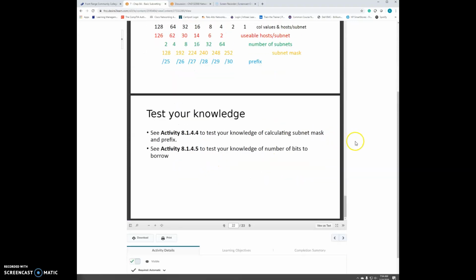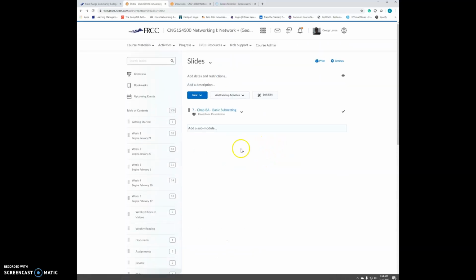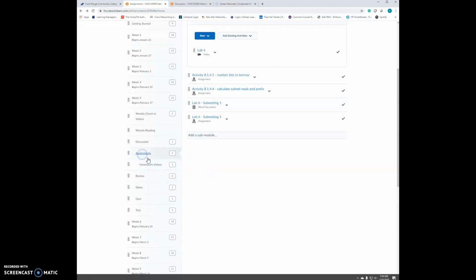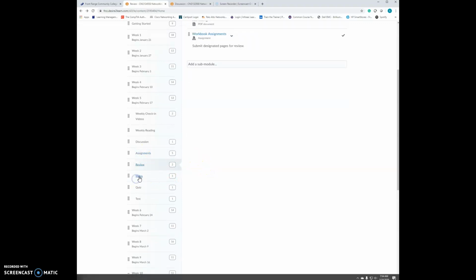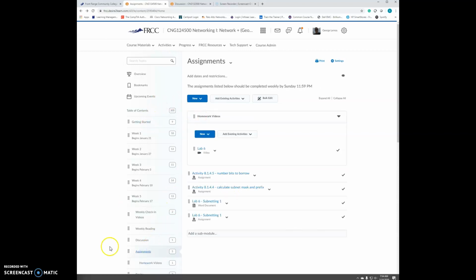Good luck this week. It's going to be difficult at first, but keep on practicing. Make sure to get in your workbook first so you can actually start to practice before you go applying that. Make sure you go to your workbook first, pages 7 and 15, just really getting that practice before you jump into the assignment. And that's it.